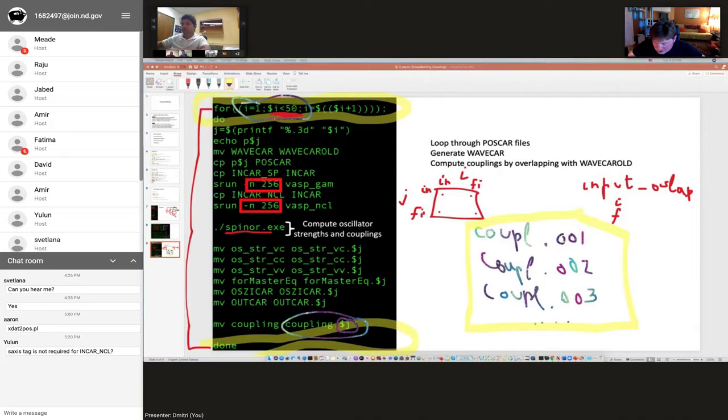There is a typed question from Yoon. He's asking if S-axis tag is required for in-car NCL. I believe calculations will go without this tag as well, and there will be no error.